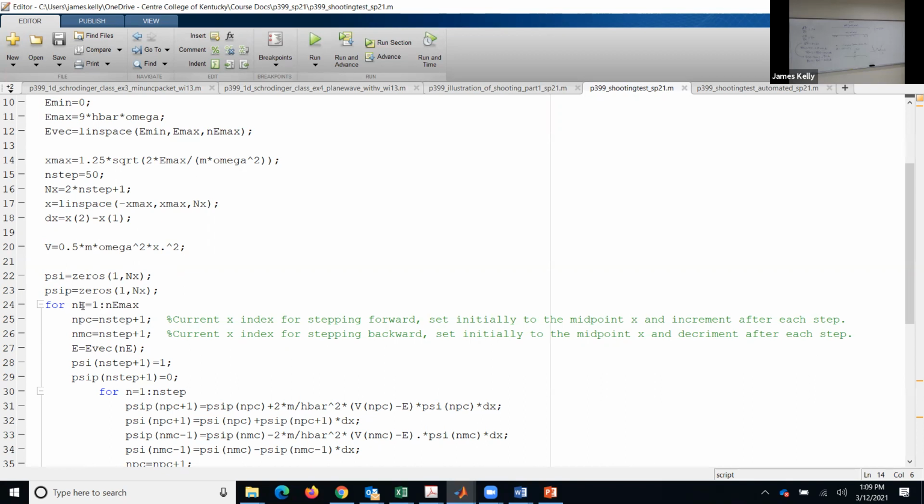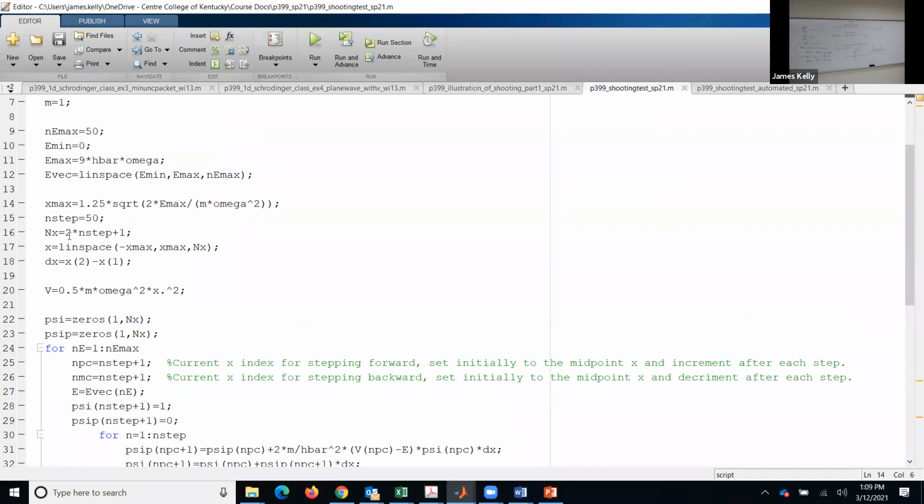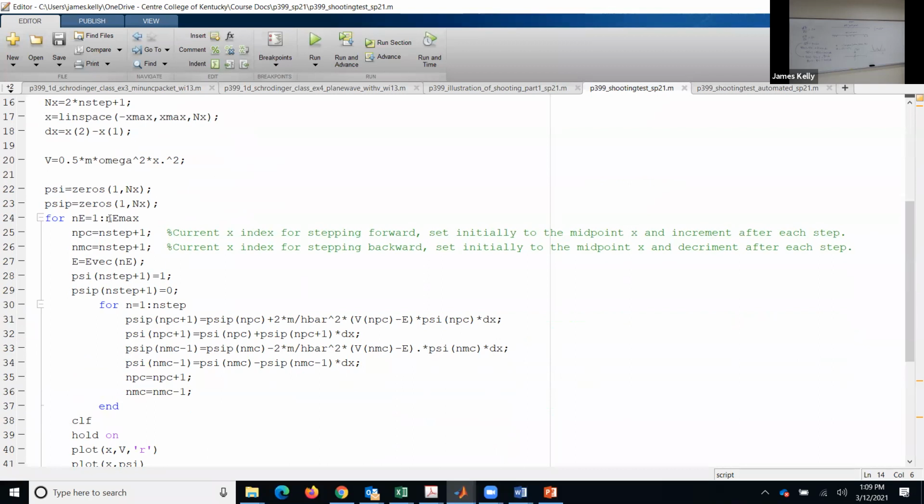And what I'm going to do is loop through all the energies. And before I do that, I better at least pre-allocate some space for my solutions, psi, which is going to be the same length as the x values, and psi prime. And we're going to fill those in as we go. Okay, so let's go from the first energy until the very last energy. I can't remember what I made NE max up here. 50. So I'm going to do 50 different energies. Okay. So first, the first energy, that's going to be right down at 0. Let's draw it.